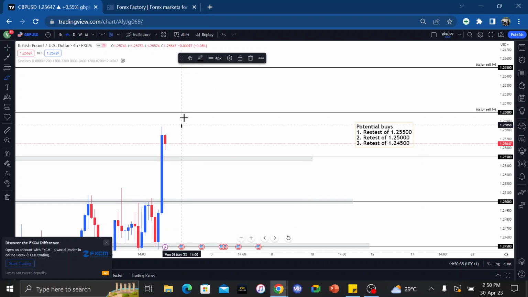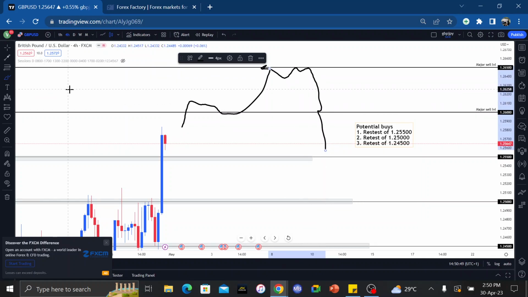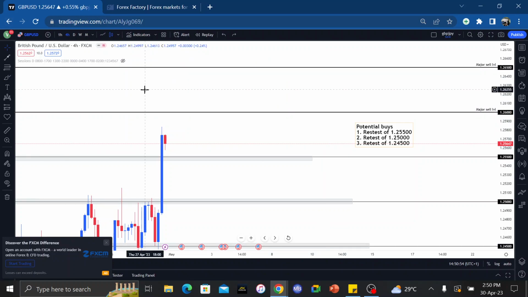If price should break above this key area, you can just wait for that nice retest and buy to this upside. If price should respect this 1.26500, you can just take that nice M pattern sell short to this downside. Like these are just clean trades, like that.